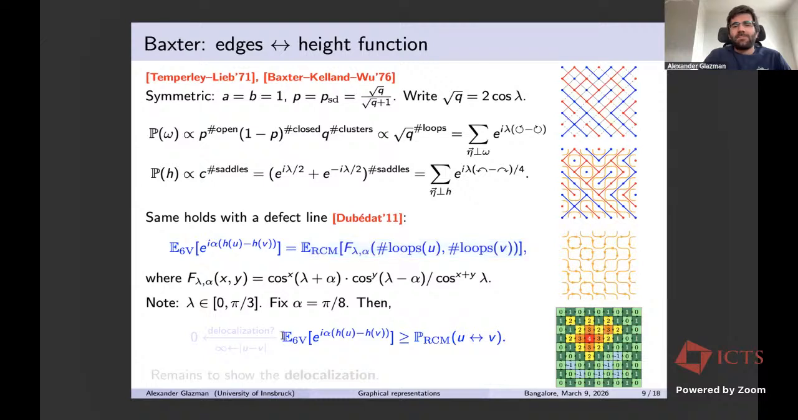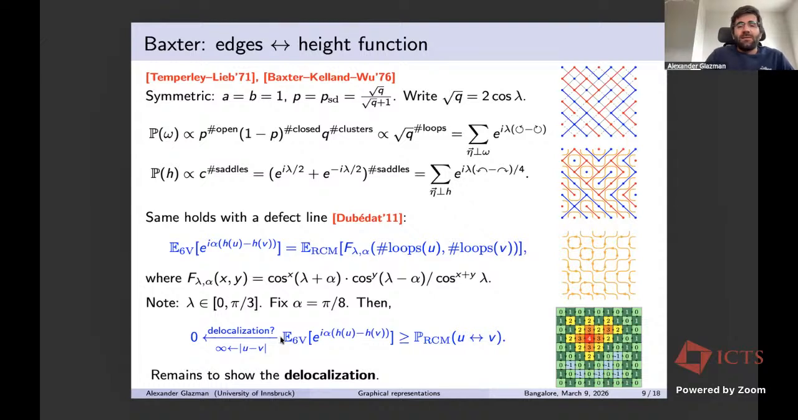And since you have this bound by the probability that two points connect, this Fourier transform, if the function delocalizes, will converge to 0 because you will average. It's like you average roots of unity over a circle, and you get 0. So it's not difficult to prove that you'll get 0 whenever you have delocalization, meaning that the variance of the height function diverges.